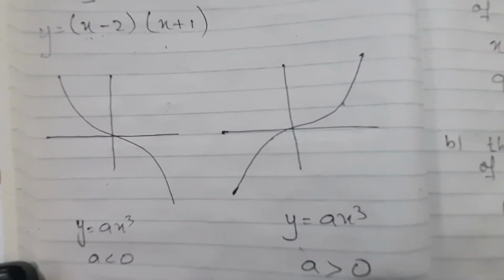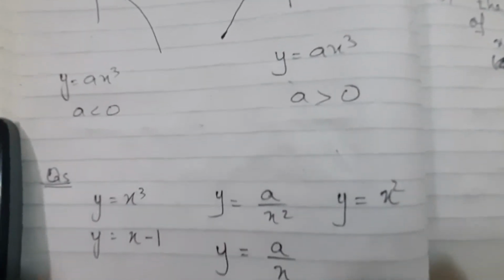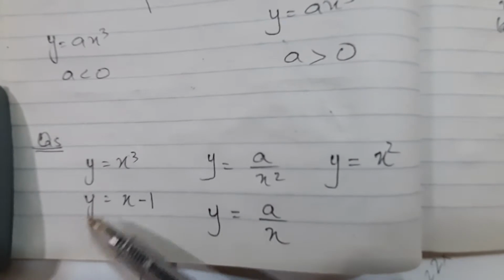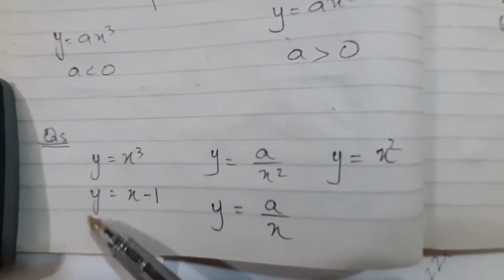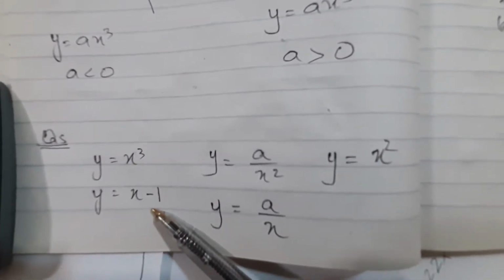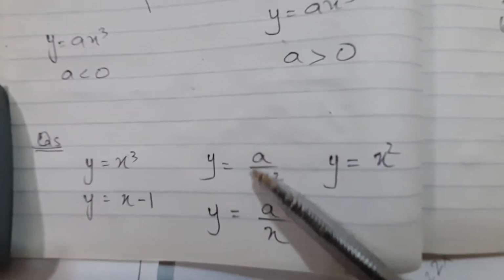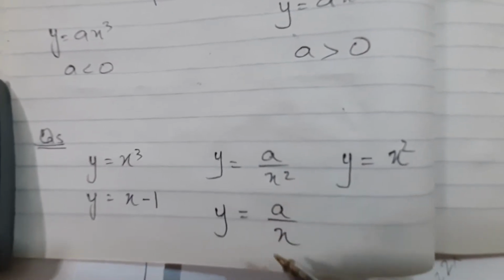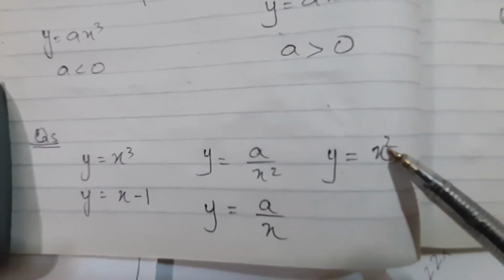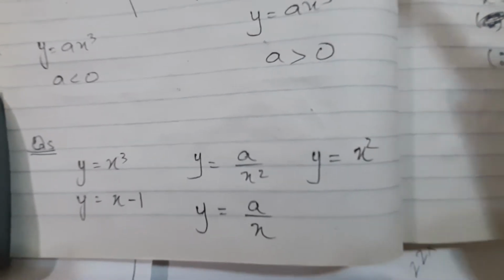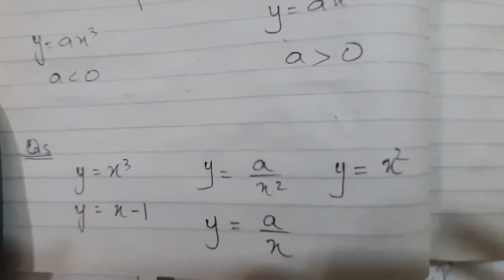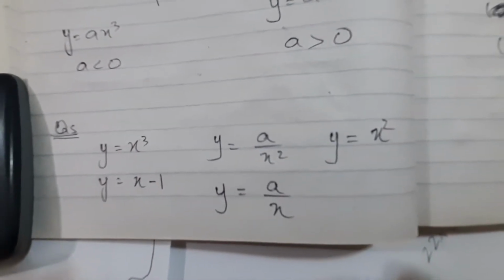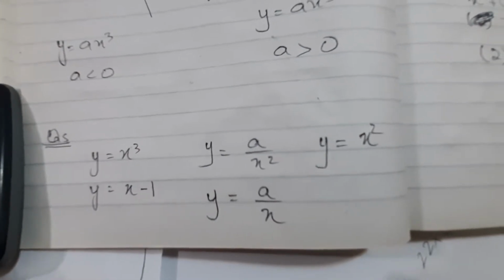Now how is the question asked? Let's see here. They usually give you a few equations. For example, y equals x cube, you see the coefficient is plus 1. y equals x minus 1. y equals a over x square, and they tell you whether the value of a is positive or negative. Then out of the sketches which I have shown you, they give a few sketches and say match. So if you have the concept, you can easily match. It's an easy question. Practice 1 or 2 times and you will be able to get it.